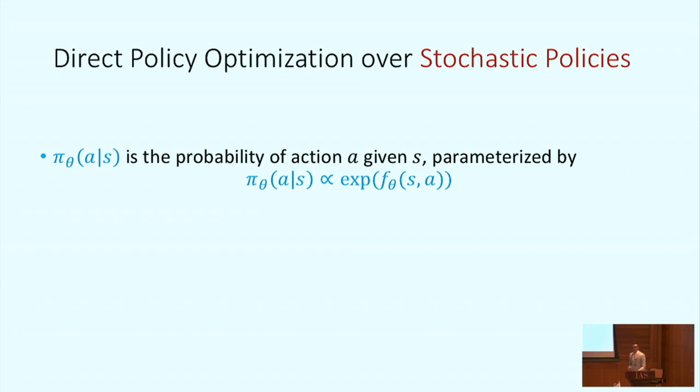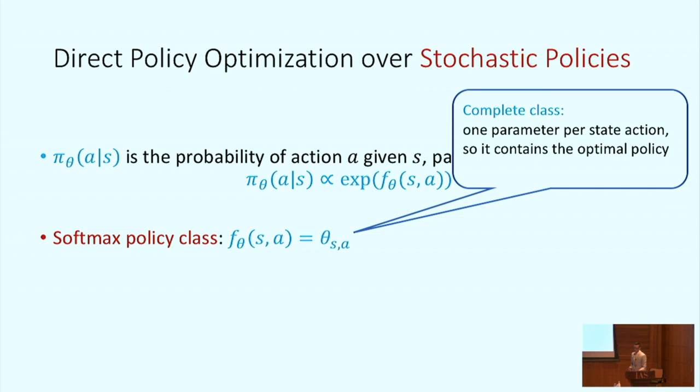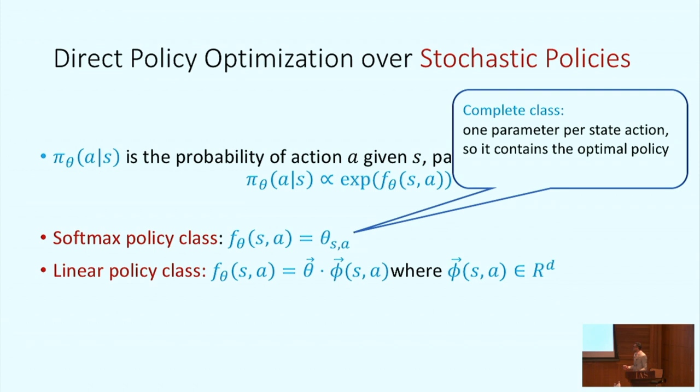There are a couple of natural choices of f to consider here. The simplest one is to have one parameter for every state-action pair, so we can represent every policy, and at least it contains the optimal policy. Another natural one, our favorite approximator at least for simplicity, is the linear one. Suppose we have some set of features in d dimensions, where d is hopefully much smaller than the dimension of our state space. What's the behavior of these methods for that kind of function class?